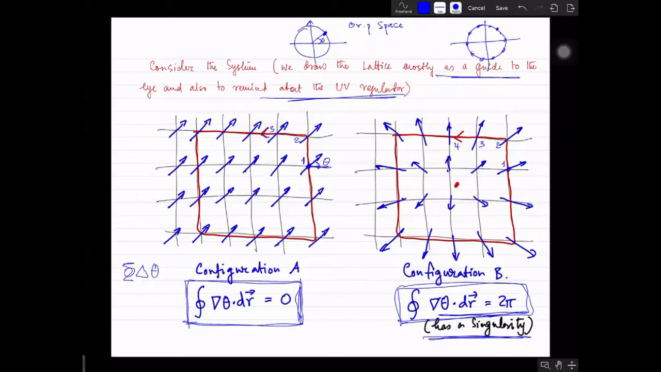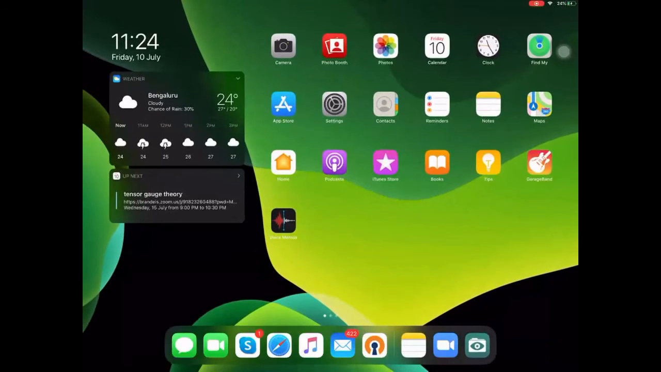So think if I had completely erased the lattice and thought about only the continuous limit. Then the configuration B would look like this. And indeed, at a coarse grained scale, it looks like that. So you would immediately ask, what is the value of theta at this point? And the answer is that it's singular, just like the singularity of a point charge in electrostatics or Coulomb's law.